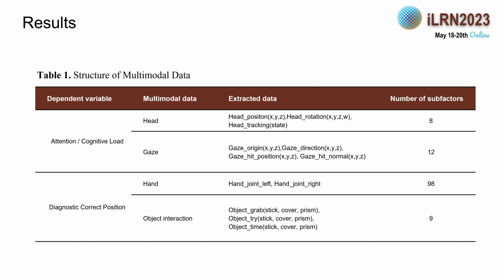Table 1 shows the extracted multimodal data and the number of categories: head position, head rotation, head tracking. Gaze data include a total of 12 sub-factors: gaze origin, gaze direction, gaze hit position, and gaze hit normal. Hand data consists of 98 hand joint positions, and object data include 9 sub-factors: stick rep valid, stick rep try number, stick rep try time, cover grip valid, cover grip try number, cover grip try time, and also prism grip valid, prism grip try number, and prism grip try time.